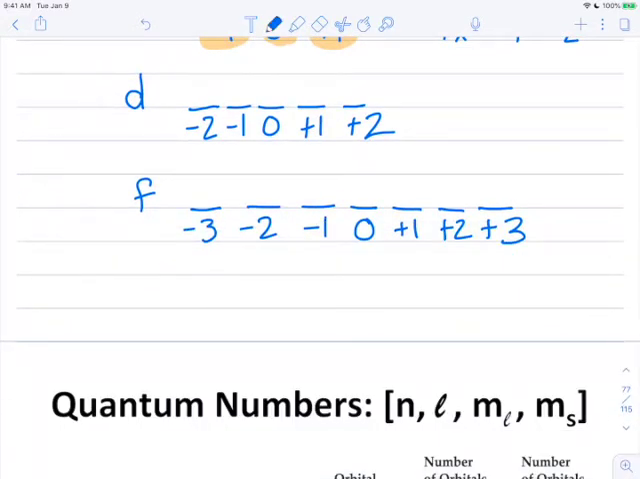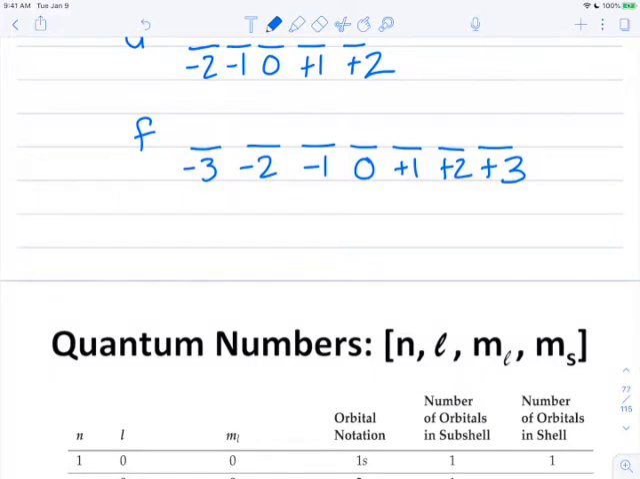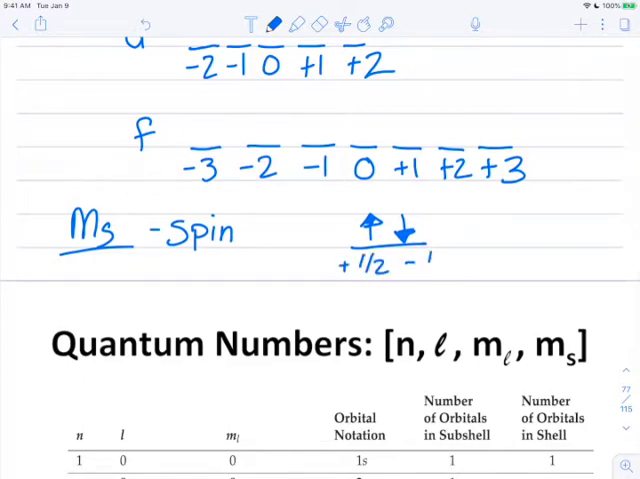All right, so lastly, we have our M sub S, and this is our spin. So for the spin, you could be arrow up or you could be arrow down. So we refer to this as +1/2 or -1/2. So that way we can tell the world, hey, my electron is spinning clockwise or counterclockwise.